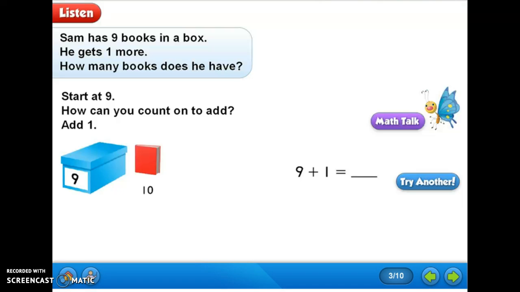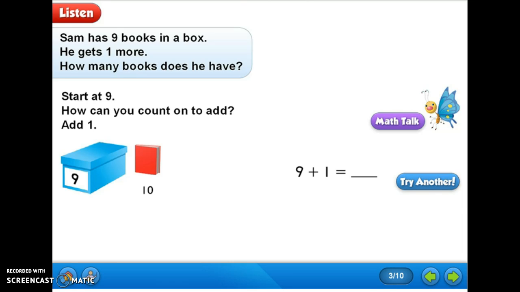Hi boys and girls, today we're going to work on an addition strategy called counting on. We can count on when we're adding 1, 2, or 3 to a problem. Let's look at the first problem that I have.